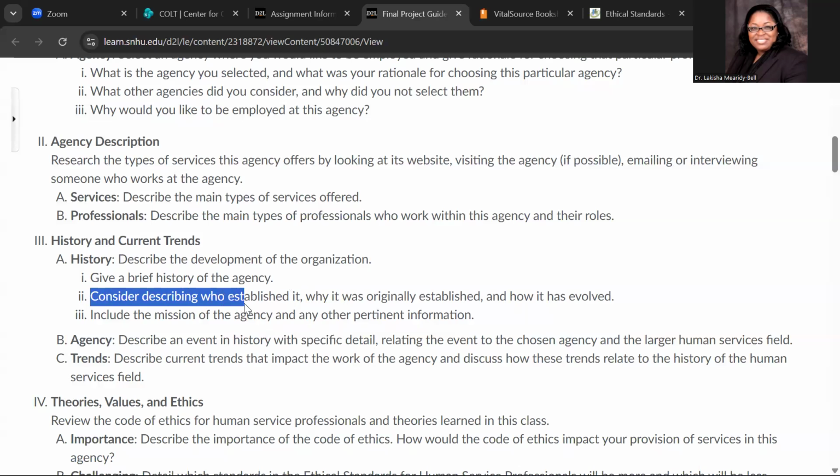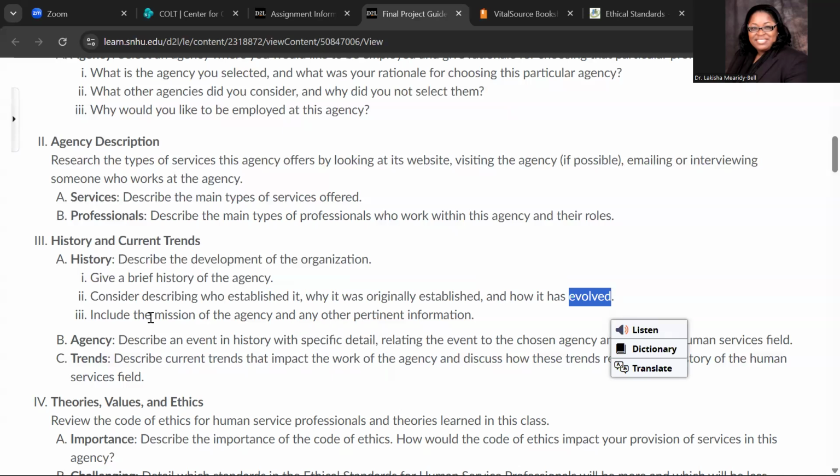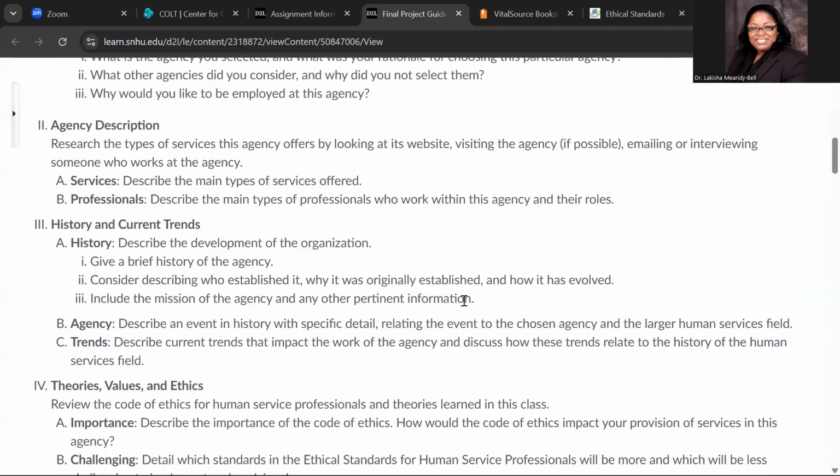Consider describing who established it. Talk about the persons or company or federal, state, local agencies, or organizations that have established this agency. Go back to your assignment where it talks about why it was originally established and how it has progressed over the years. Include the mission of the agency and other key information about how it provides services to clients within a specific community. And remember, anytime you're giving a history or describing the current trends, make sure that you cite your references in the body of the paper to validate the information.